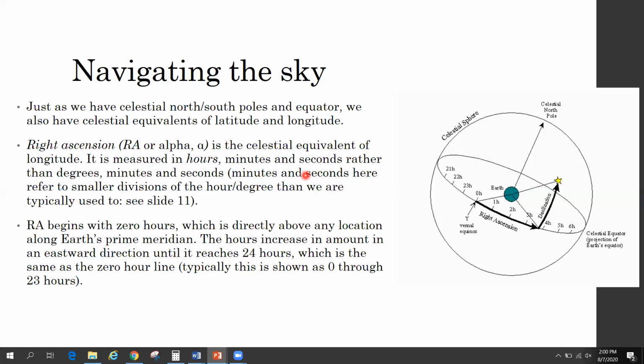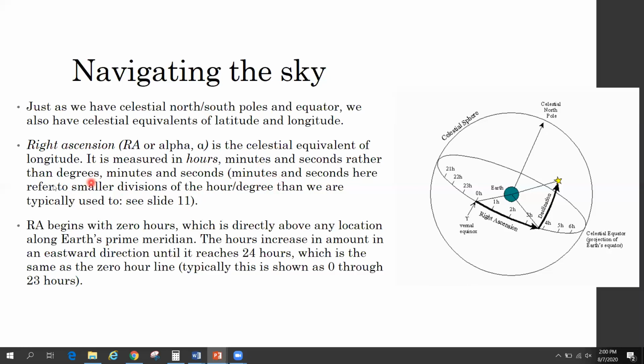An hour of right ascension is a big chunk of the sky. And there is a reason why it's called hours. We'll come back around to that in a moment. But we measure it in hours. That's the biggest amount. And then minutes is a little more precise. And then seconds is even more precise, rather than degrees, minutes, and seconds, which is what you would use with just angles in general.